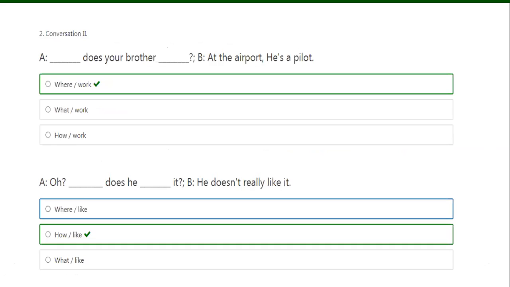Number two, your brother, does your brother? And look at the answer, because the answer provides you the key for the question. It says at the airport, he's a pilot. So the best WH that fits there is where. Where does your brother work? Because it's a question. So in this case, I have a complete answer. I don't have to add any S to the verb. Now, next, the answer says he doesn't really like it. Again, it's like the first case. How does she like it? He doesn't, how does he like it? He doesn't really like it.